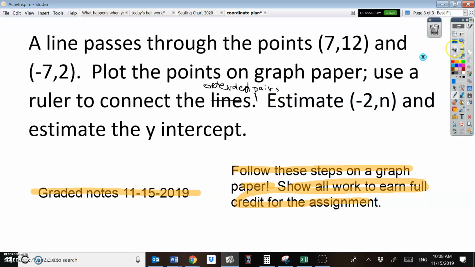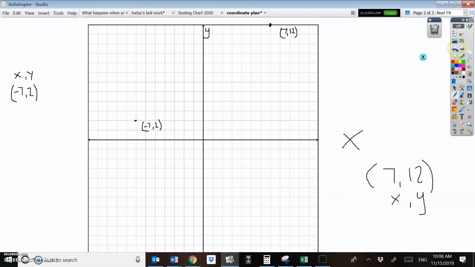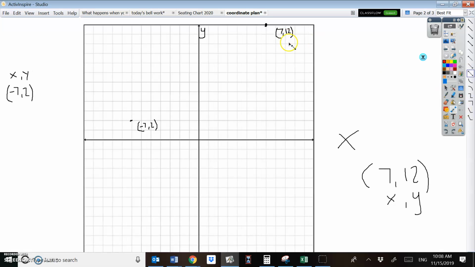So let's use a ruler and connect those 2 points. I can use this as a ruler. You use a regular ruler for graph paper. Okay. My line, my arrow, is connecting those 2 ordered pairs. Now let's look at the next step.